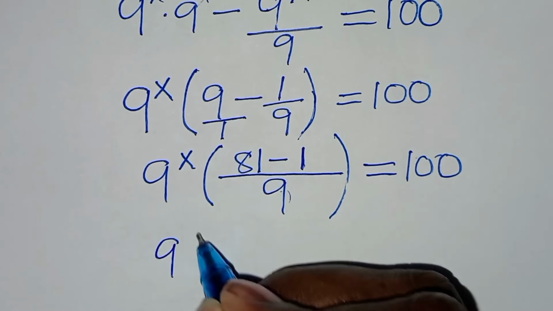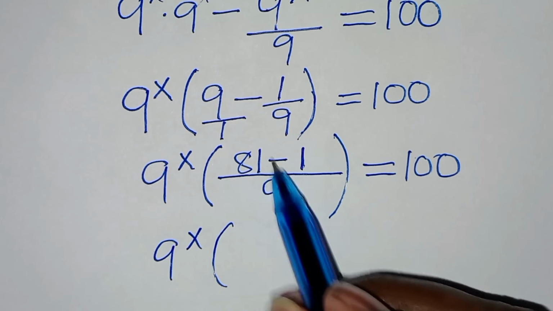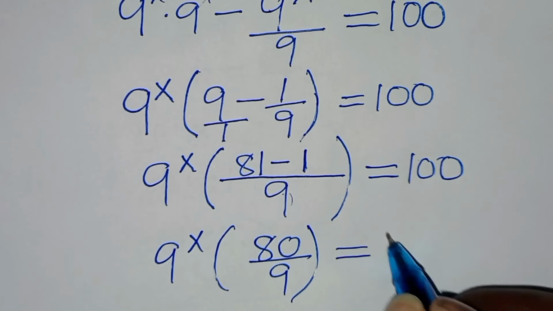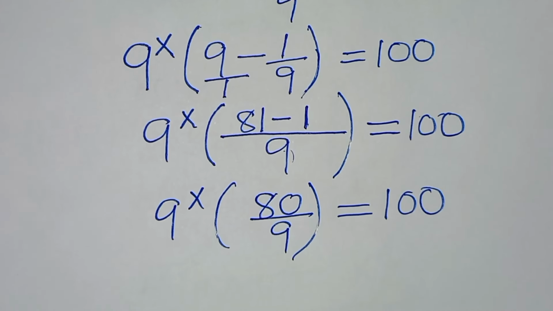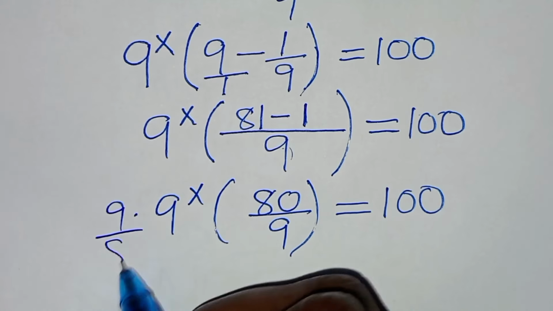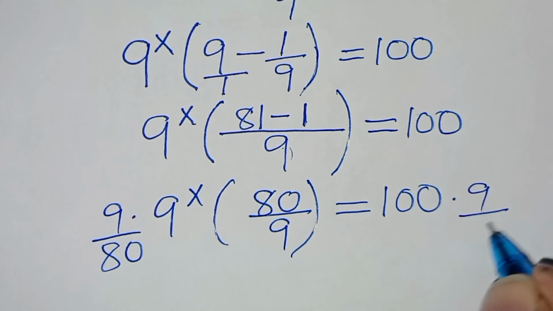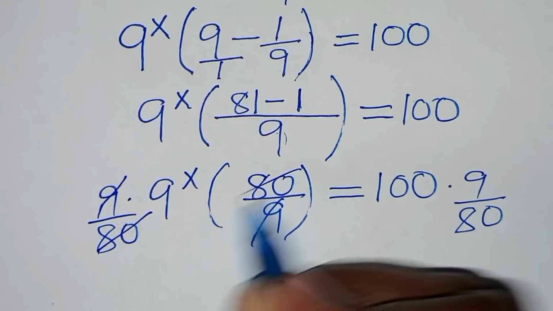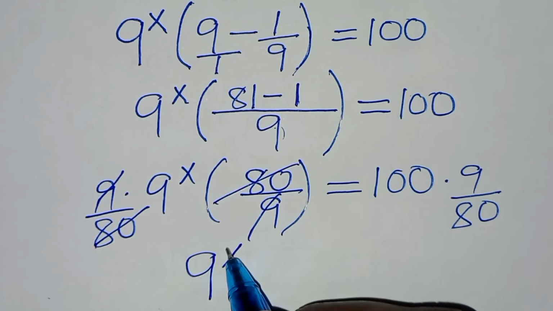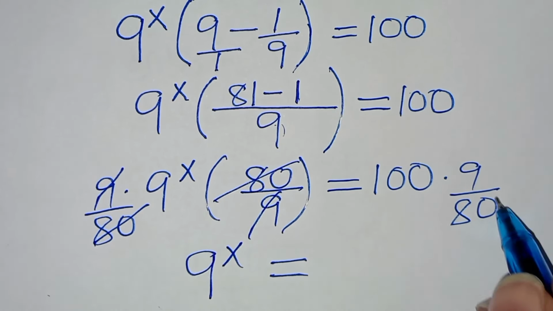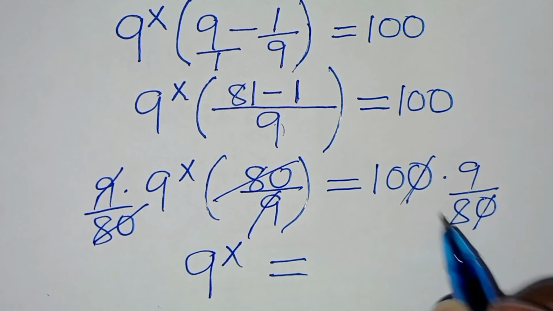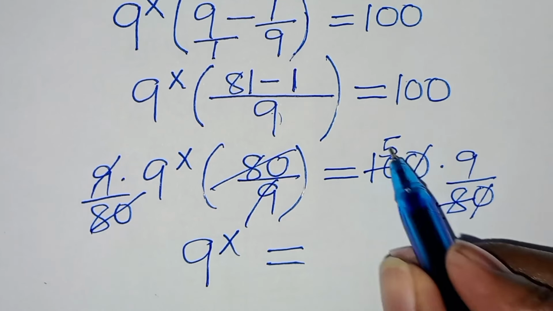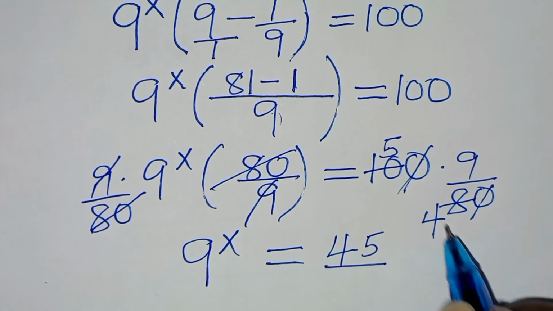So here we have 9 to the power of x in the parentheses, 81 minus 1, this is equal to 80 over 9. This is equal to 100. So let's multiply both sides by 9 over 80 and also here by 9 over 80. Let's simplify here. 9 and 9 simplify, 80 and 80 simplify. So we have 9 to the power of x equal to, let's simplify here, 0 and 0, then 10 divided by 2 is 5, 8 divided by 2 is 4. So 9 times 5, this is 45 over 4.